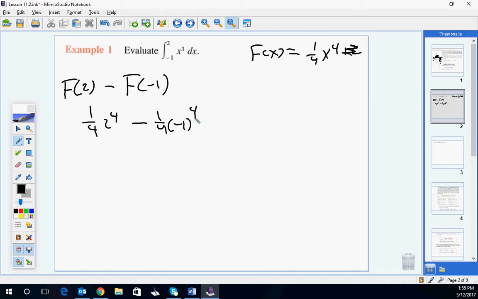So we get 2 to the 4th is 16. 16 divided by 4 is 4. That's going to be just a 1. Remember that one? We actually did that one yesterday. 3.75, remember? That's the one we got yesterday. 4 minus 1/4. Okay, any questions? Okay, let's try the second one.